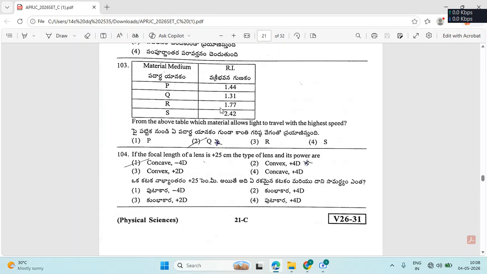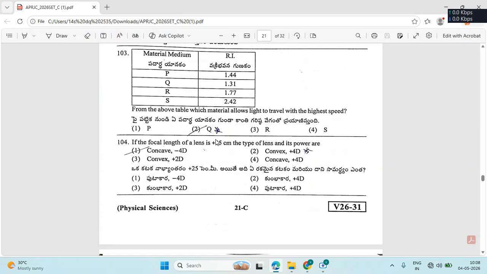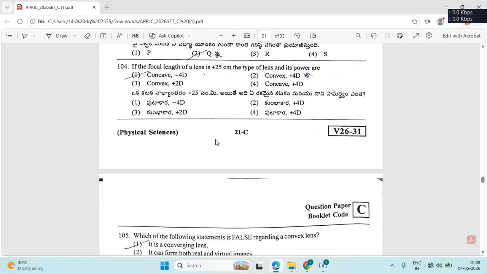You have to see the table carefully. Material medium, refractive index: P 1.44, Q 1.31, R 1.77, S 2.42. From the above table, which material allows light to travel with the highest speed? P, Q, R, S. The correct option is Q. Q is the right answer.